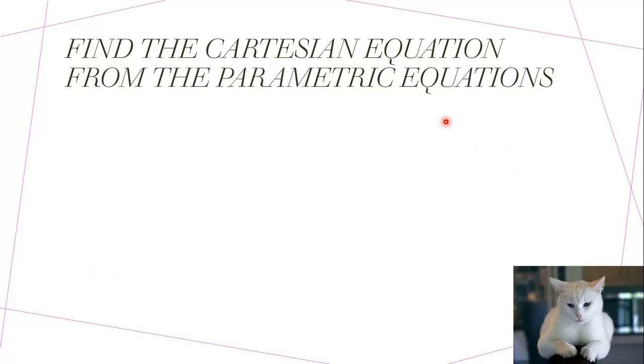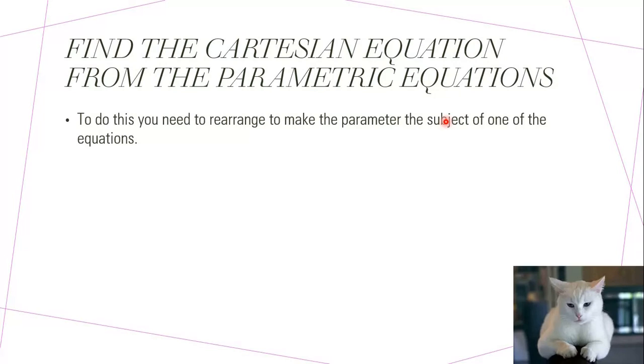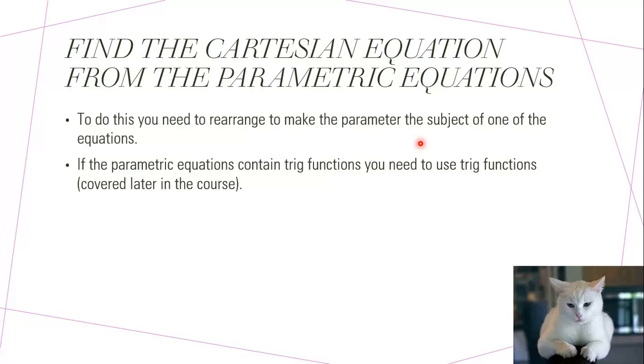Find the Cartesian equations from the parametric equations. To do this, you need to rearrange to make the parameter the subject of one of the equations. This is normally t or theta. If the parametric equations contain trig functions, you need to use trig identities, which are covered later in the course, to help rearrange.